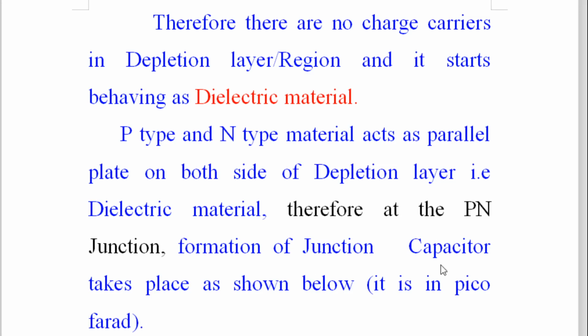Pico means 10 raised to minus 12. All of you know that capacitance of a capacitor is measured in farad. Farad is a very big unit. Then microfarad, then nanofarad. Micro means 10 raised to minus 6, nano means 10 raised to minus 9, and then pico means 10 raised to minus 12. So the junction capacitor is very small.